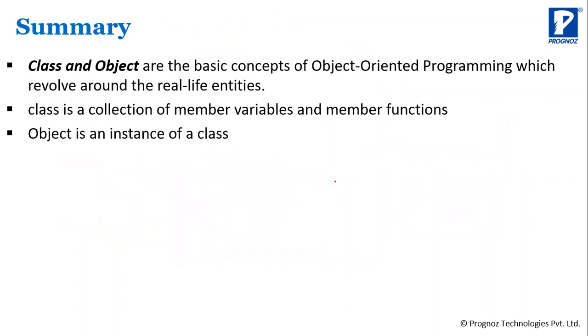So we have discussed in this module what is class and object. The class and object are the basic concept of object oriented programming, which revolve around real life entities. Class is a template or a blueprint through which we can create different objects. Class is a collection of member variables and member functions. An object is an instance of a class.